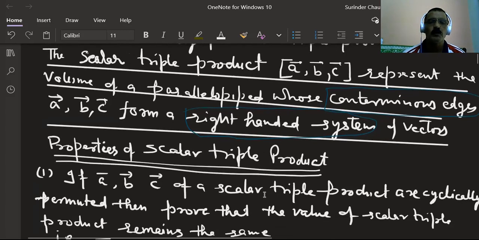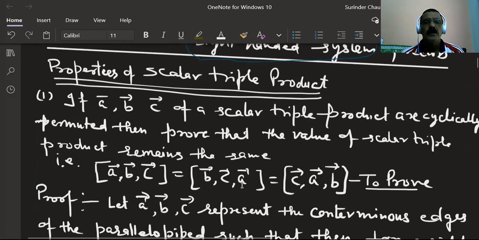So the properties of the scalar triple product are: the first property is, if A, B, C are cyclically permuted, then prove that the value of the scalar product remains the same. That is, we'll prove that the scalar triple product of ABC is equal to the scalar triple product of BCA is equal to the scalar triple product of CAB.